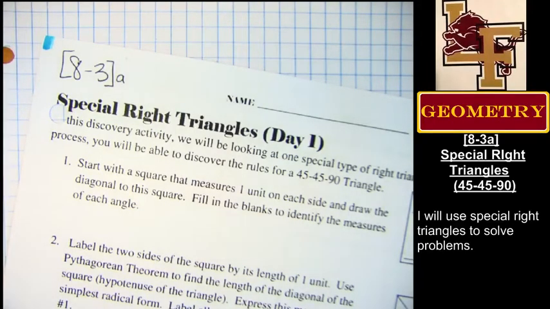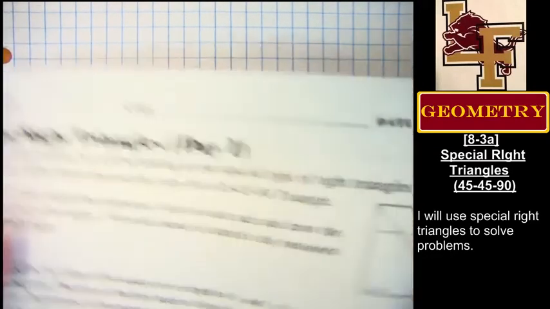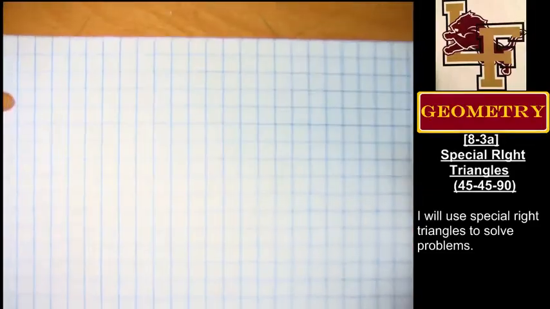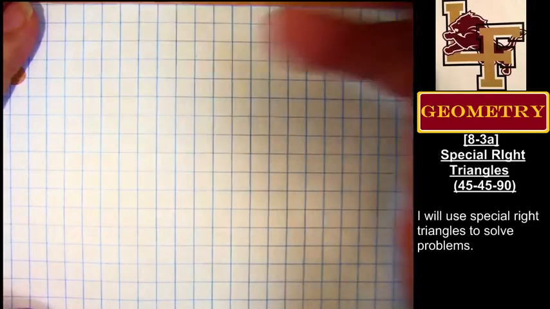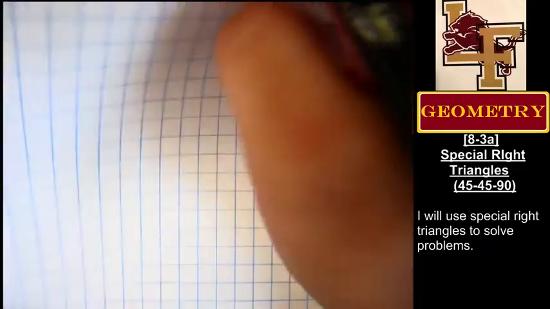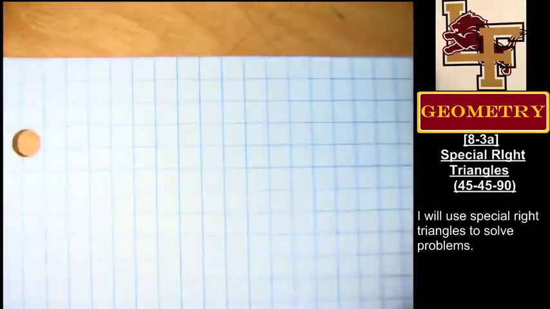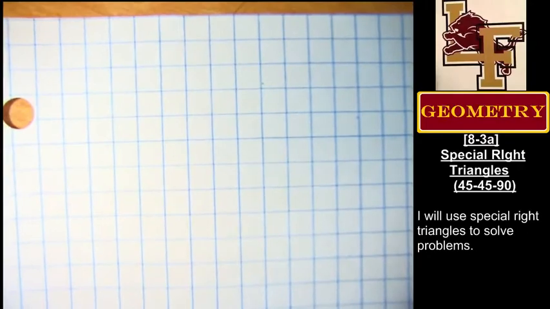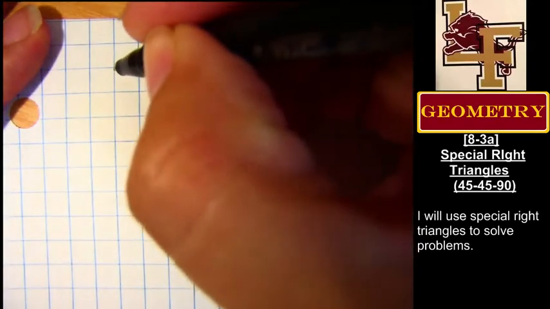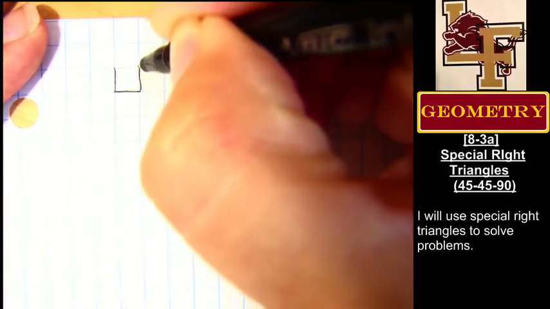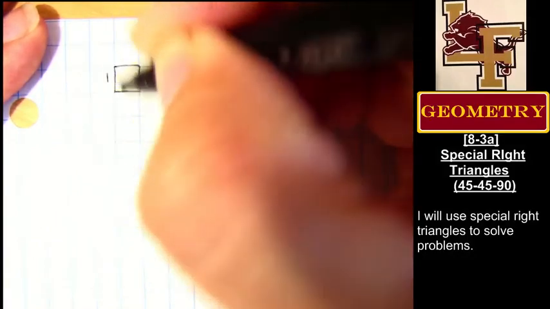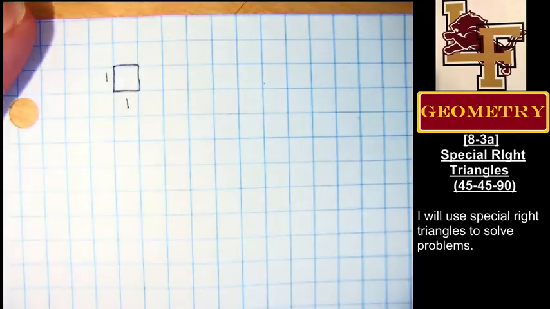The great thing is that you already know most of what you need for this, which is the Pythagorean theorem. Let's get into this. So we're going to talk about special right triangles. And the first special right triangle we're going to look at is going to come from a square. So I'd like you on your graph paper to draw a square. We're going to make it 1 unit by 1 unit. So, a little bitty tiny square.